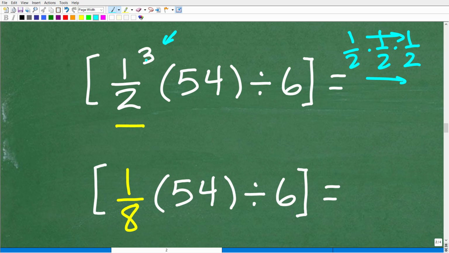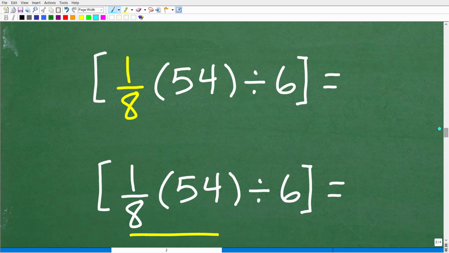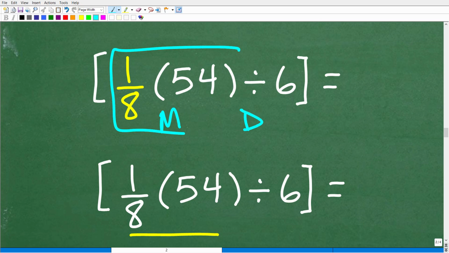All right, so 1/2 cubed is 1/8. Okay, so now we're down to this point. And again, we're keeping PEMDAS in mind, right? So do I have any multiplication and division? Yes, this is multiplication, this is division. So I'm going to do the multiplication first, because that's what I see from left to right.